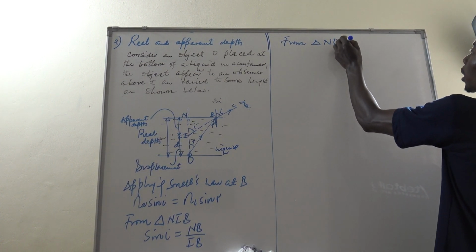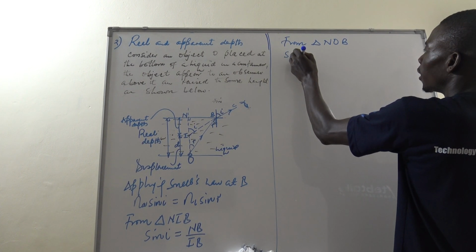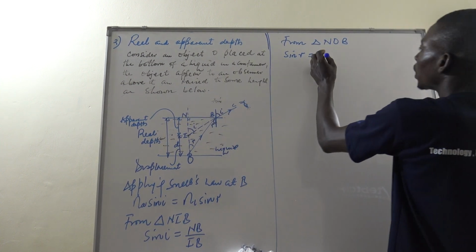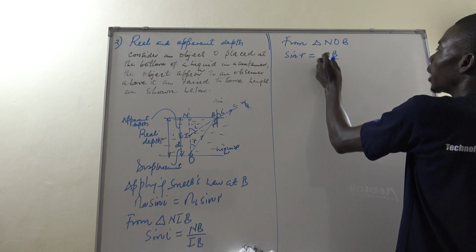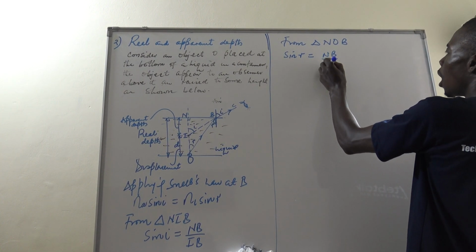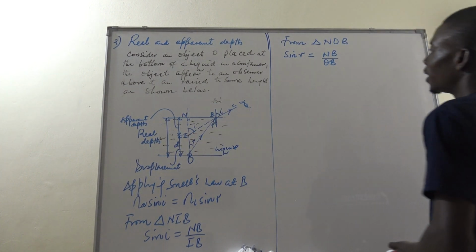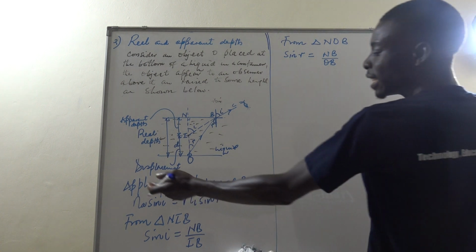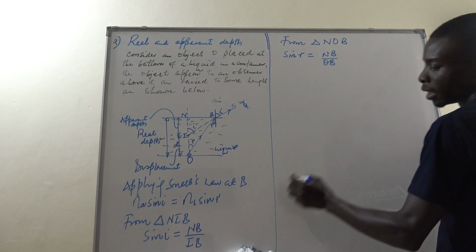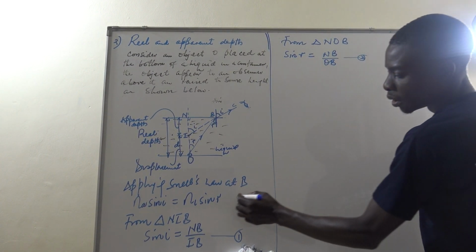In triangle OBN, I can say sine of R is equal to the opposite, NB, out of the hypotenuse, OB. In the other triangle, sine of I is NB out of IB. So if I decide now to substitute these two in my equation here, I can call this one equation 1, and this is equation 2.